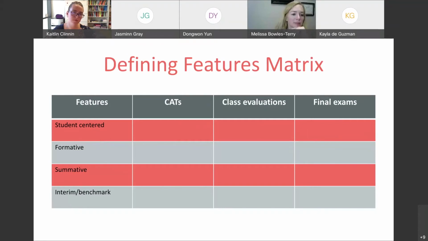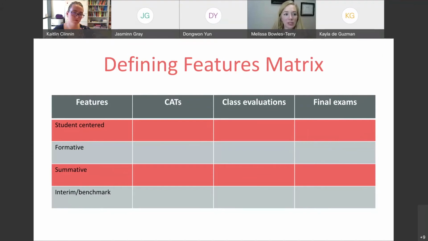So CATs, are they student-centered? Yes, that's what I told you. Are they formative? Yes. Are they summative? No, because they don't give you an end of semester picture of what's going on. Do they give you an interim or a benchmark? Maybe, depending on what kind of a classroom assessment technique you're using.